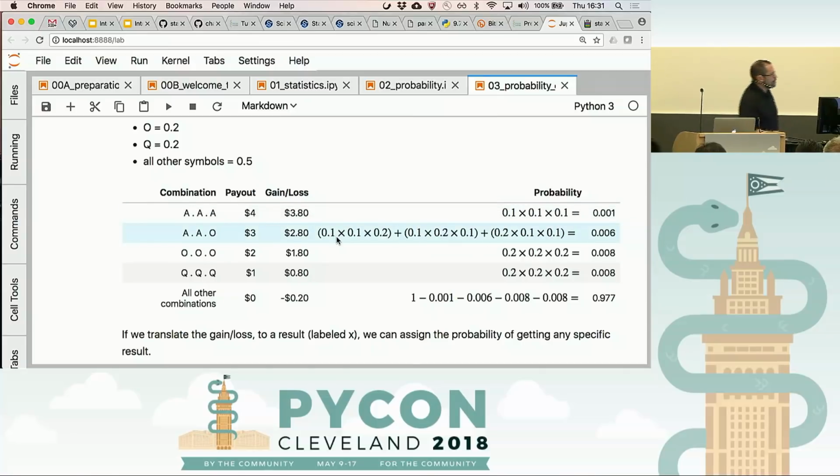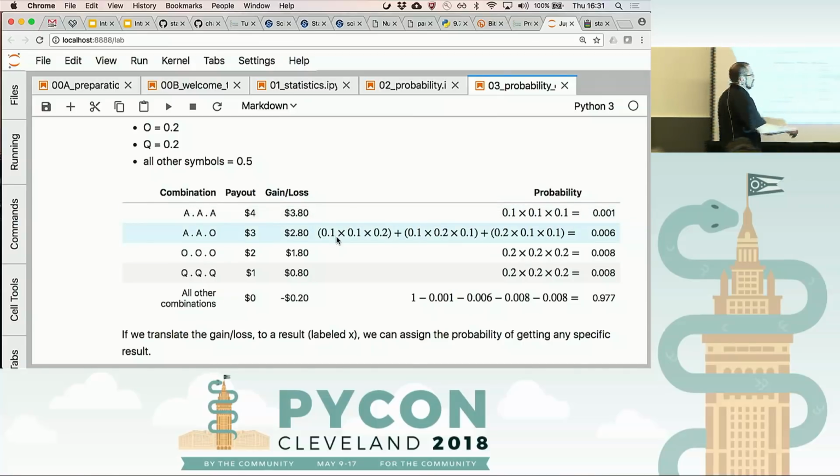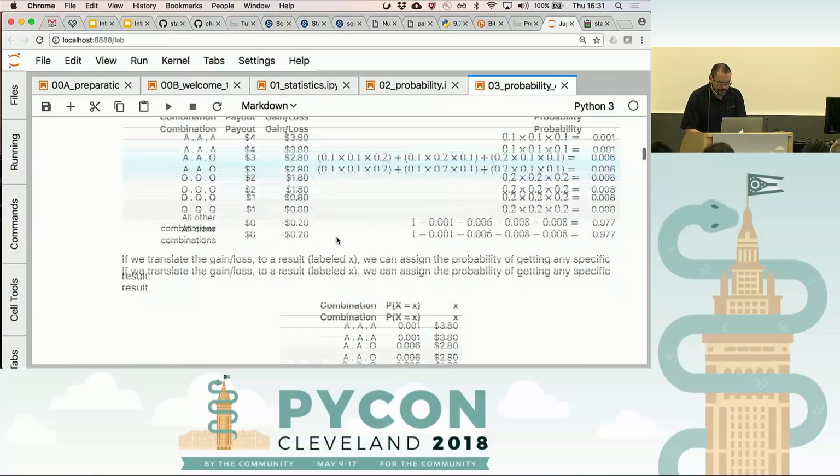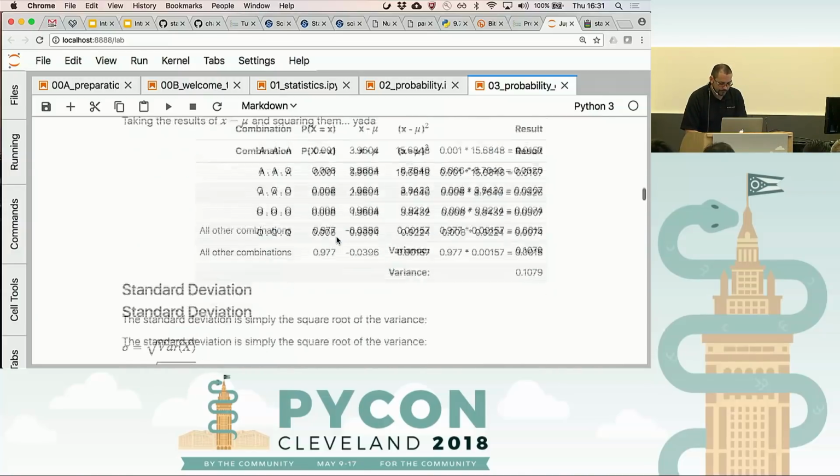And when I calculated the probabilities for this, I took that into account. If I got apple, apple, orange, plus apple, orange, apple, plus orange, apple, apple, say that 3 times quickly. This was easy because there were only 3 things. I only had 3 combinations of this, or 3 arrangements of it, sorry. That's probably a better term.